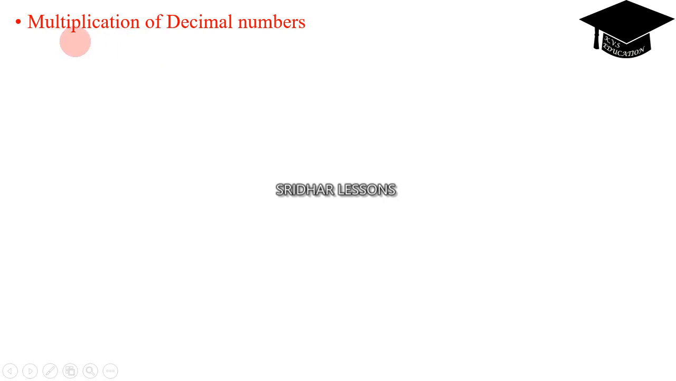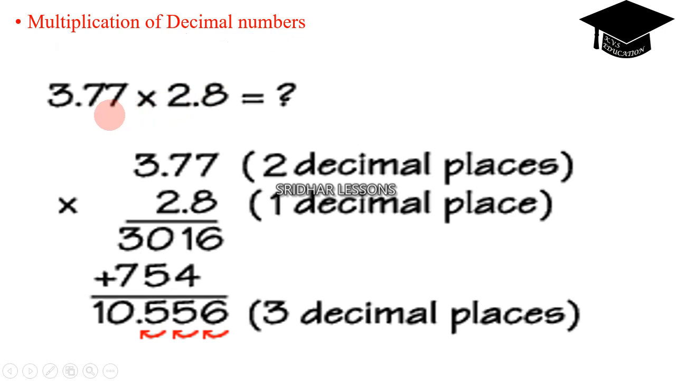Before going to the next exercise, we will see the concepts. Multiplication of decimal numbers. For example, 3.77 into 2.8. See, here we have two decimal places, that is 7 and 7. Here we have 2.8, which means we have one decimal place. So if you multiply, we get 3016 and 754.